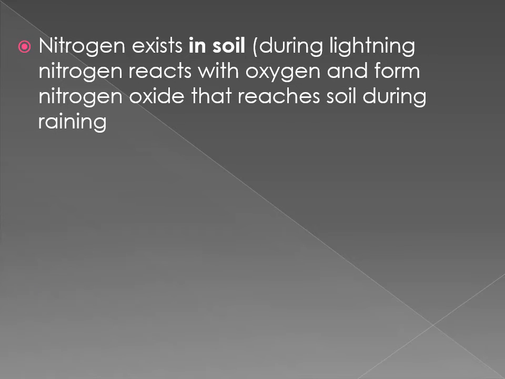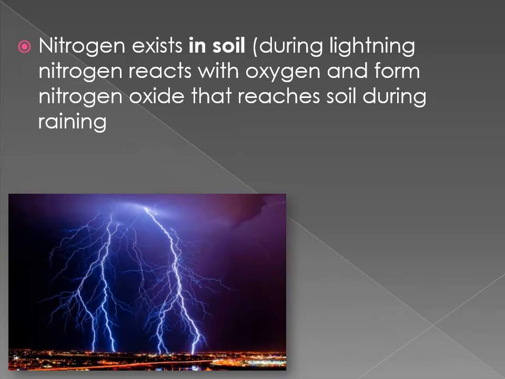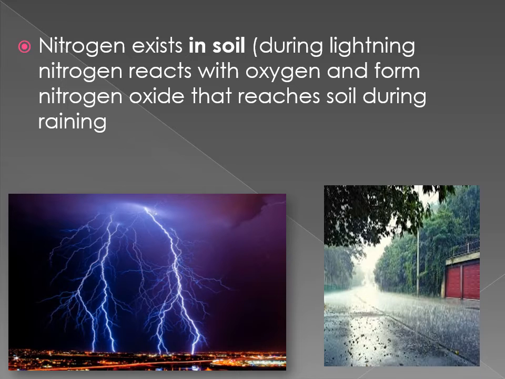Nitrogen also exists in soil. During lightning, nitrogen reacts with oxygen and form nitrogen oxide that reaches soil during raining. So, during lightning, nitrogen reacts with oxygen, forming what? Nitrogen with oxygen gives nitrogen oxide, and it reaches soil during raining.